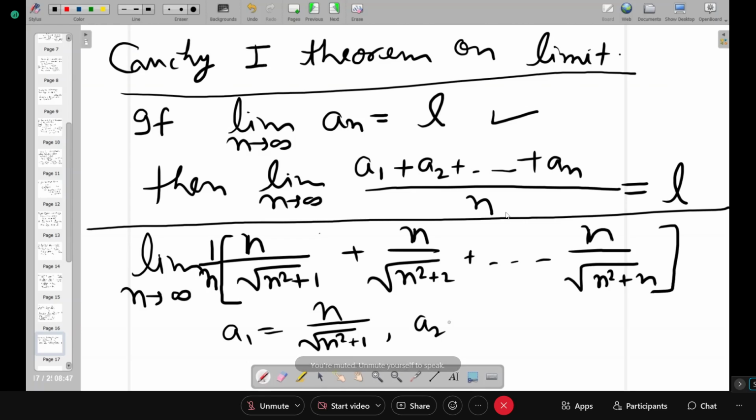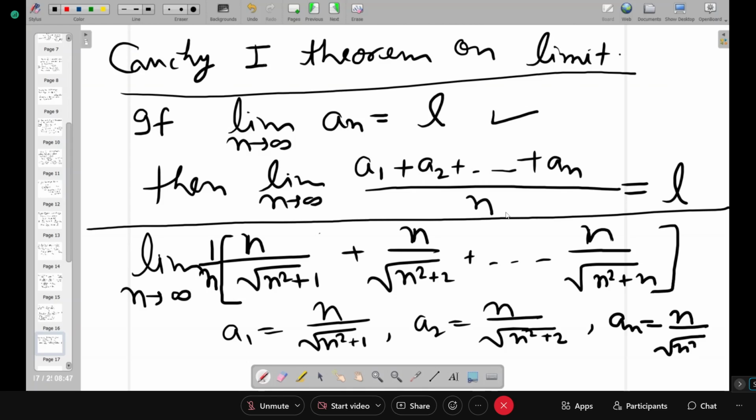What is a2? a2 is n upon under root n square plus 2. And similarly, what is an? an is n upon under root n square plus n. So by multiplying n upon n in the numerator and denominator, we can compare with this. Here we have to find out the limit of this. By this formula, if the limit of an is L, then the limit of this sequence will also be L.